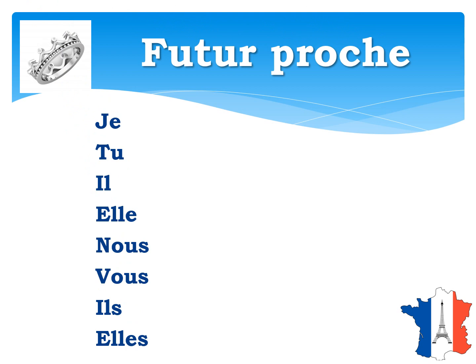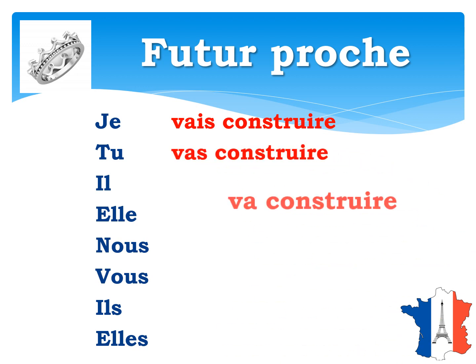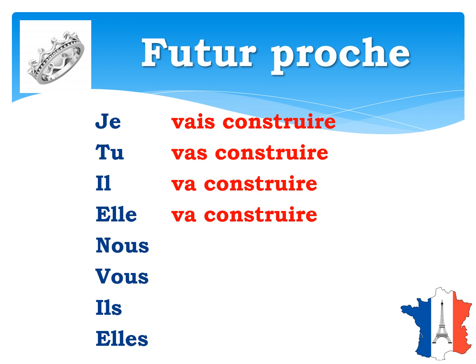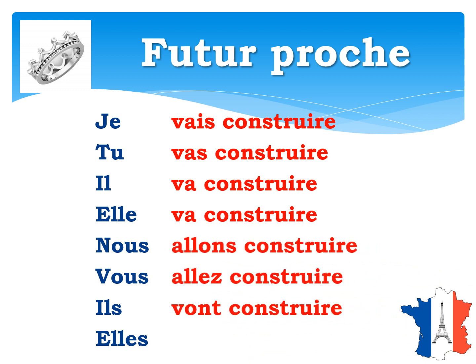Then we have the futur proche conjugation. Again, it's aller conjugation in the present tense plus the original verb. So, je vais construire, tu vas construire, il va construire, elle va construire, nous allons construire, vous allez construire, ils vont construire, elles vont construire.